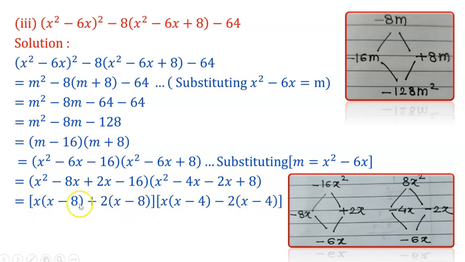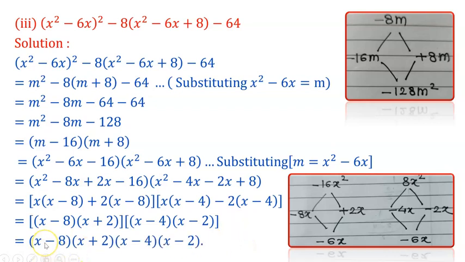Now consider the first square bracket. From these two we take x minus 8 as a common and the remaining in the next bracket, that is x plus 2. Again from the next square bracket take x minus 4 as a common and the remaining terms, that is x minus 2 in the next bracket. Okay, and hence these are the required factors. Okay, x minus 8, x plus 2, x minus 4 and x minus 2. Okay, now next.